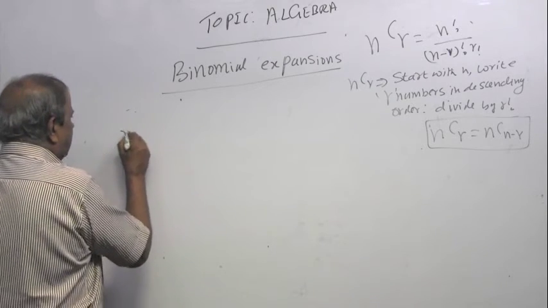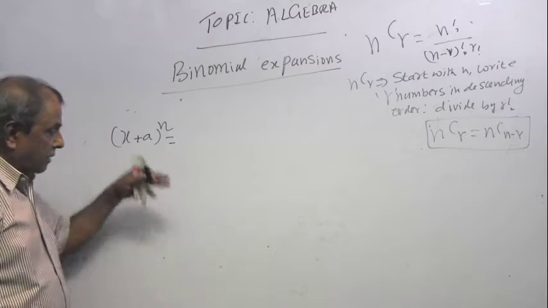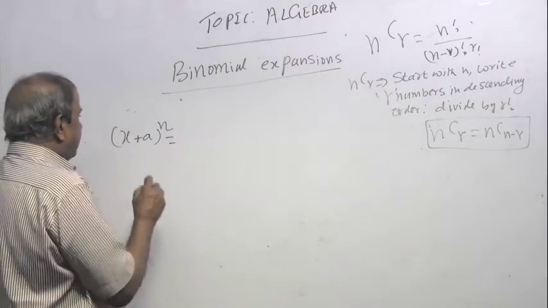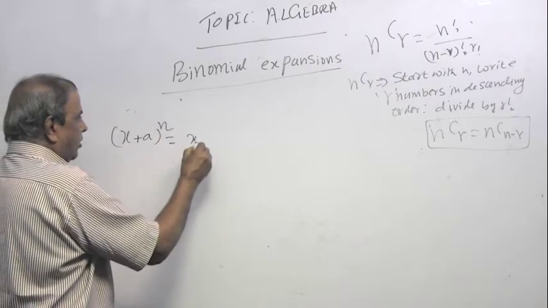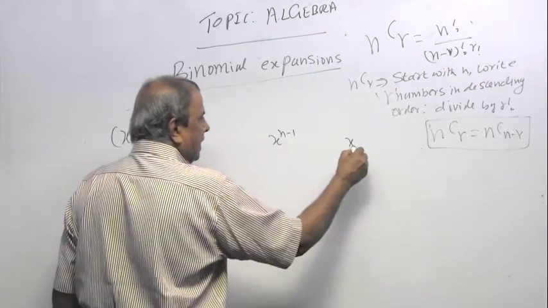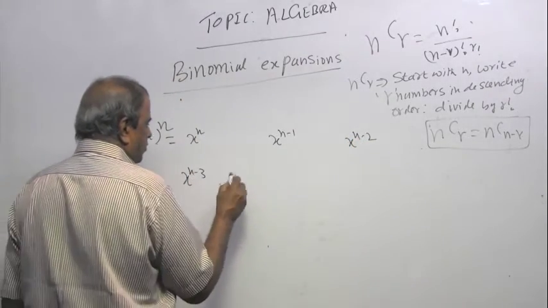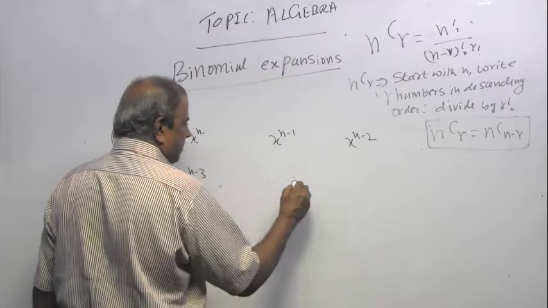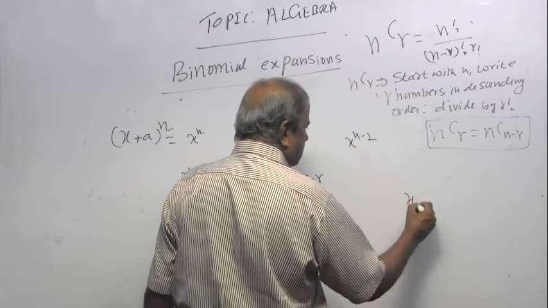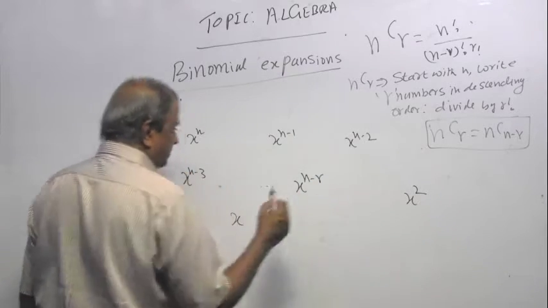So if I have x plus a power n, I am using the pattern which I explained in those examples. If it is power n, it has to start with x power n. Okay? Then it will have x power n minus 1. Then it will have x power n minus 2. Then it will have x power n minus 3. So many terms. Then it will have x power n minus r. So many terms. Then it will have x squared. Then it will have x. Then it will have nothing.